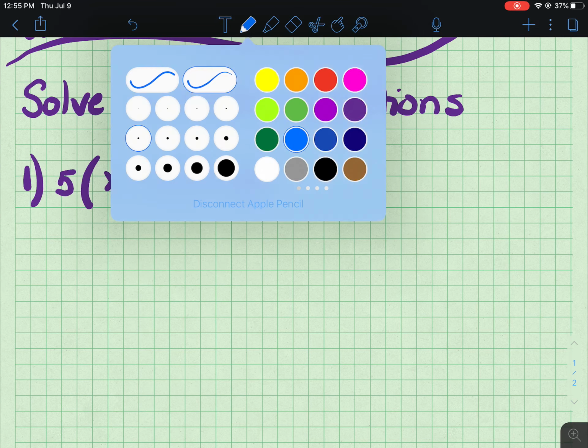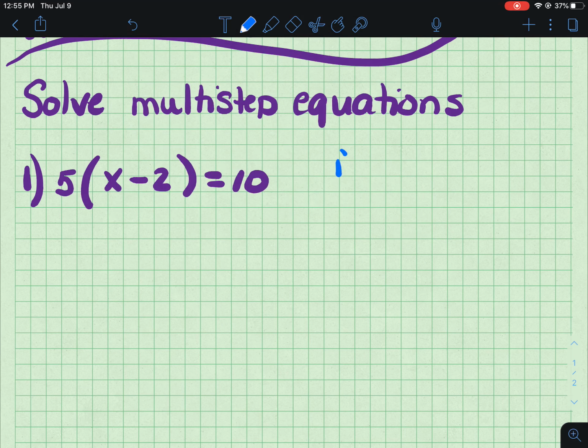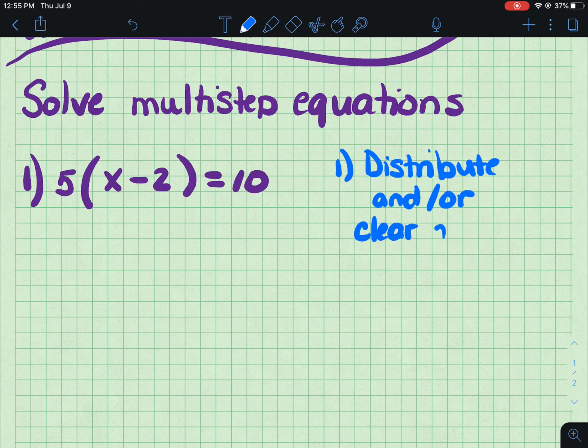So I always say the first step when we're dealing with multi-step equations, you either want to distribute if necessary, get rid of your parentheses, or sometimes you have to do both, clear your denominator. And we'll do some with denominators too, okay? In this case, if you look, there's no denominator, so we don't have to worry about that, but we do have parentheses, so we do need to distribute.